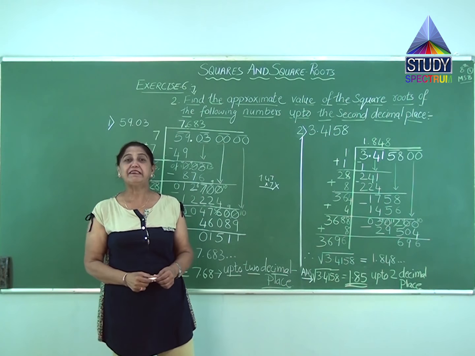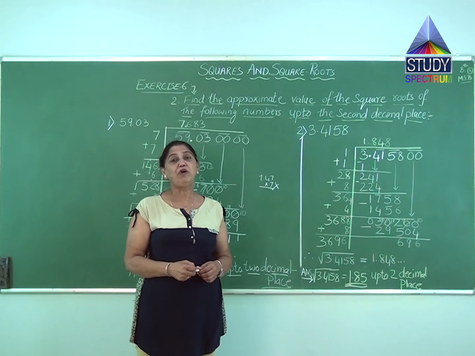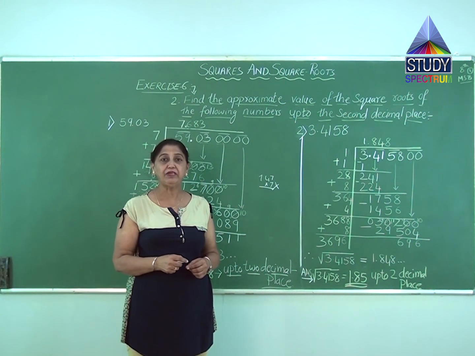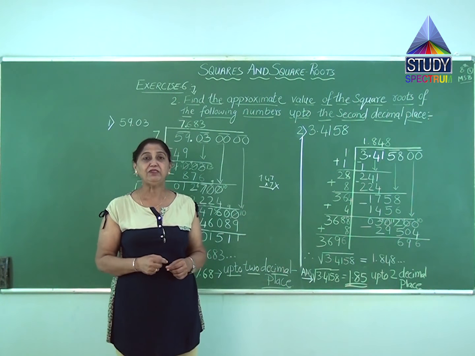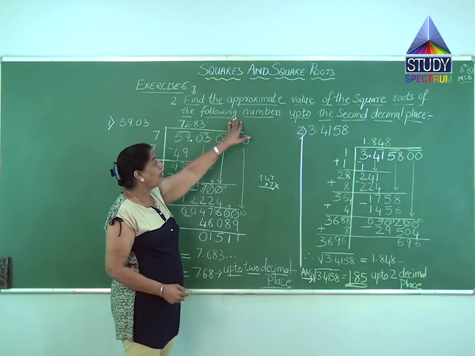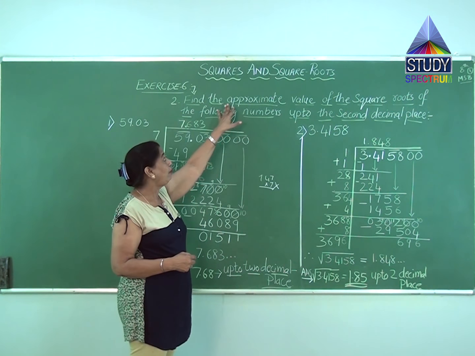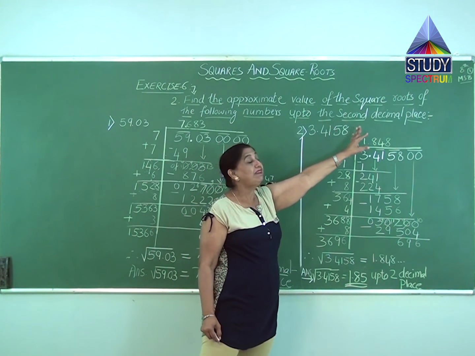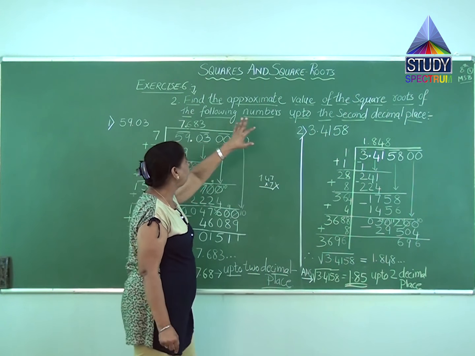Now children, let's start with the second sum of the sixth exercise. In the first exercise, we solved the sums and found the square root by the division method. And here in the second sum, they have asked the same thing. They have asked to find the square root, but here you have to find the approximate value up to the second decimal place. So what is the question?